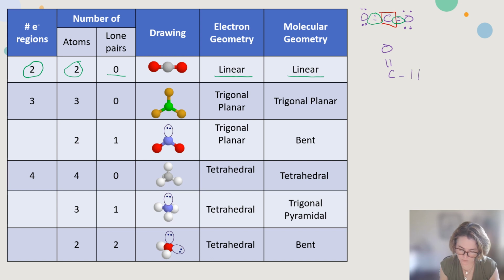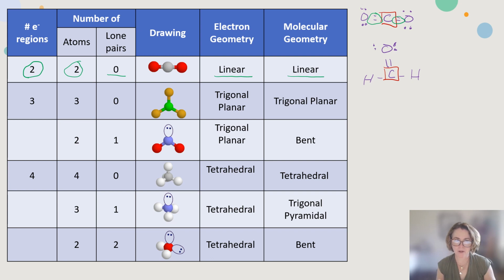And then I have two hydrogens off of that carbon. Make sure I put my lone pairs on the oxygen. All right, so again, I want to focus my attention on the central atom. And so again, carbon is going to be my central atom. Right, carbon's right in the middle.